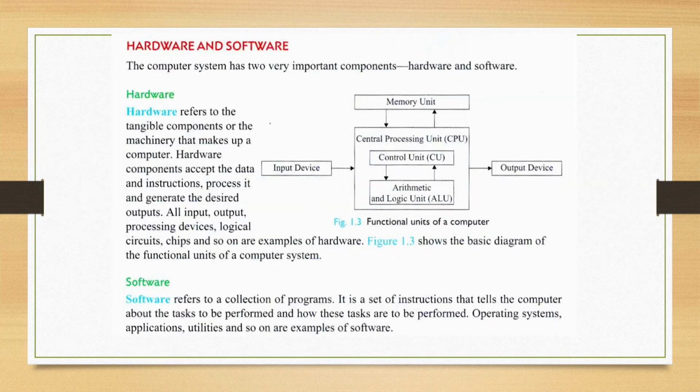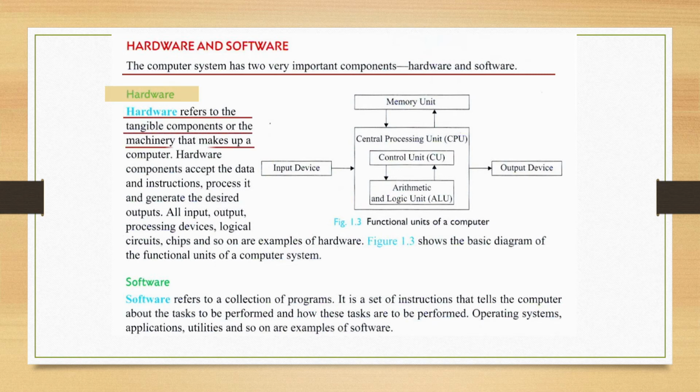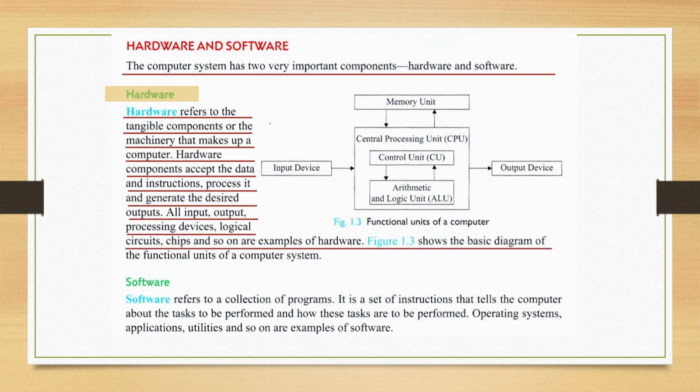Next, hardware and software. The computer system has 2 very important components: hardware and software. Hardware refers to the tangible components or the machinery that makes up a computer. Hardware components accept the data and instructions, process it, and generate the desired outputs. All input, output, and processing devices, logical circuits, chips, and so on are examples of hardware. Figure number 1.3 shows the basic diagram of the functional units of our computer systems.